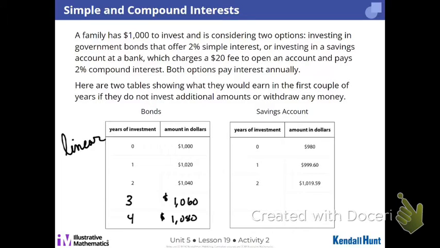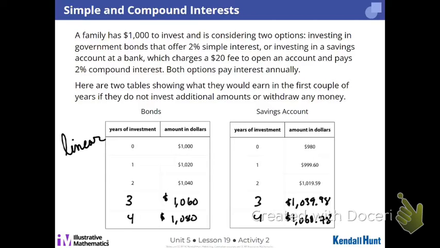Now, this other one's a little trickier because it's compounded, and we need to know how often it is compounded. Once a year. So if I want to get to that third year, I need to do 1.02 to the third power. And I got $1,039.98. Then I multiply that by 1.02 for 2% increase. And I got $1,060.78.